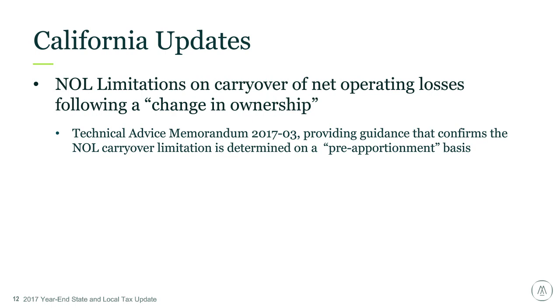But it was never really spelled out whether California would require the federal limitation to be apportioned or whether California would just pick up the federal limitation. And this TAM clarifies that California does just pick up the federal limitation on a pre-apportionment basis. So you do not have to apportion that federal limitation when you're considering how much NOL you can deduct in California following an ownership change.